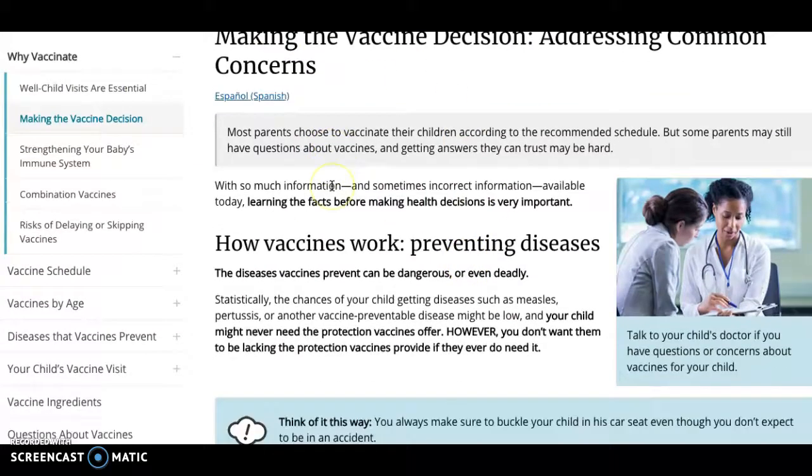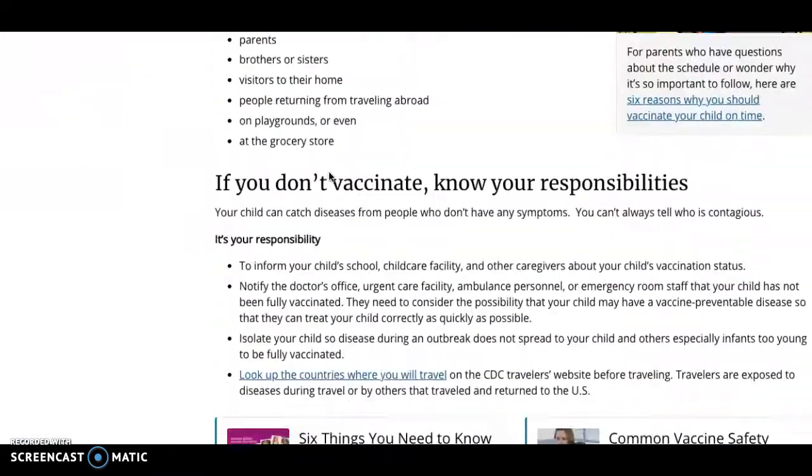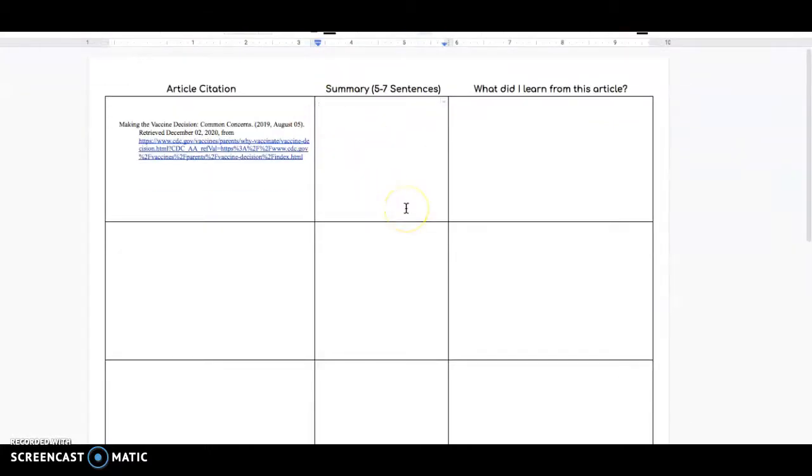So next I'm going to read the article, which obviously doesn't look like an article, but it is. I'm going to read the article all the way through, and then I'm going to summarize what I learned in the article here in 5 to 7 sentences. Summarize what the article said, what information was in the article, and then what did I learn? And the what did I learn can be in bullet point format. Okay, so the summary needs to be in complete sentences, and this can be in bullet points. So this is the summary of the article, what it was about, and then this is what did I learn.